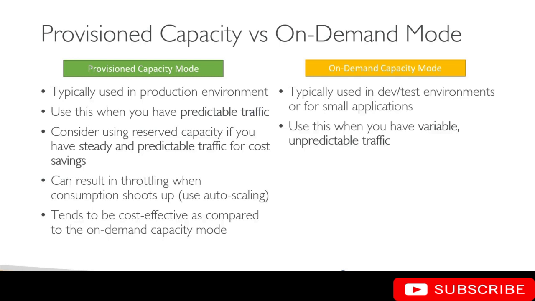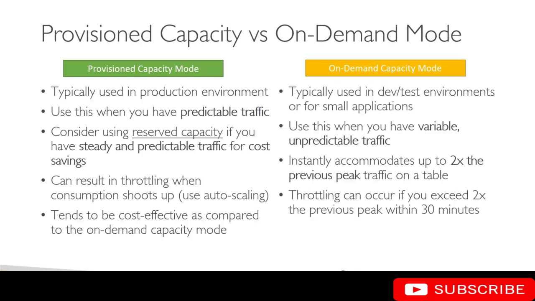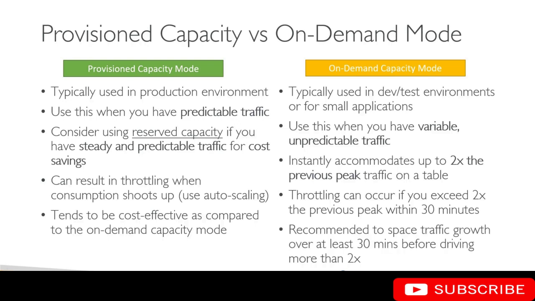On-demand mode can instantly accommodate up to 2x the previous peak on your table. For example, if the maximum capacity that your table has consumed is about 100 capacity units, then on-demand capacity mode can instantly provide you with up to 200 capacity units. That's twice the previous maximum. But if you exceed that twice the previous maximum limit within 30 minutes, then there could be throttling. So it's always recommended to space your traffic growth over a 30-minute period before driving more than 2x traffic to your on-demand capacity mode table. All right.